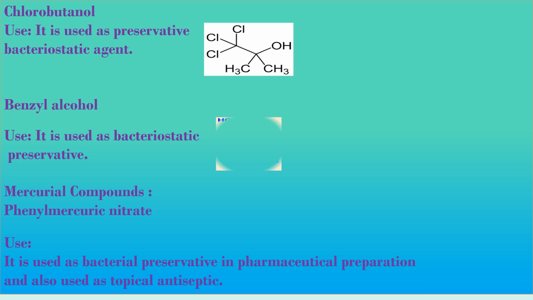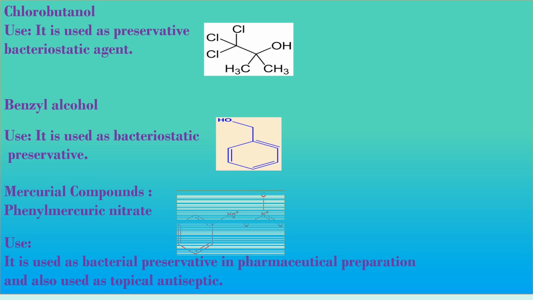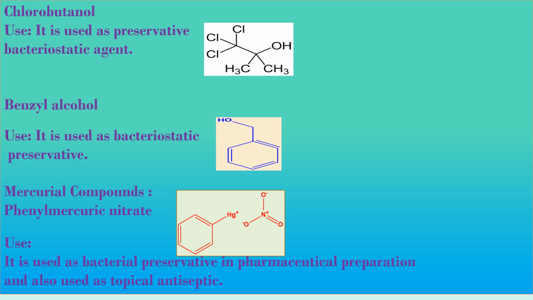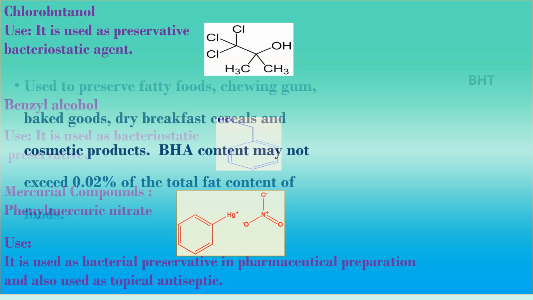Another example is benzyl alcohol, that is C6H5CH2OH, and phenyl mercuric nitrate, that is nitric acid combined with phenyl mercury. Okay, so these are other examples of preservatives which are used.